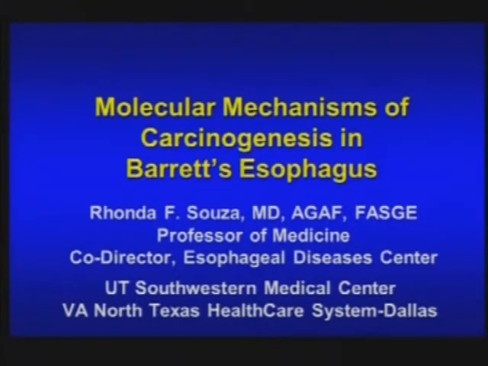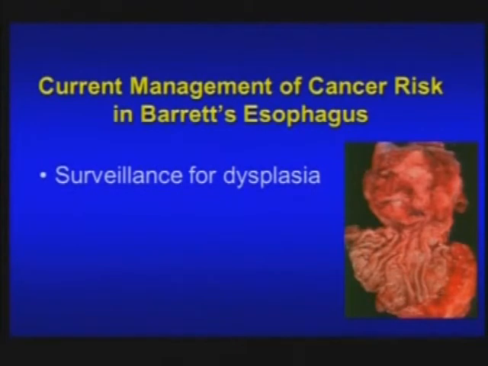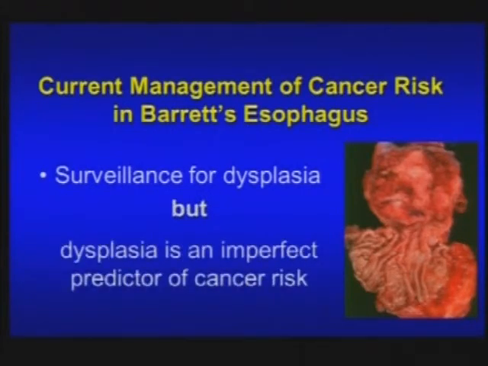Okay, the next session, we're going to focus on Barrett's esophagus for the next 2 talks and case presentations. So let us begin with some of the molecular mechanisms of carcinogenesis in Barrett's esophagus. As you know, our current management of cancer risk in Barrett's esophagus is to perform surveillance for dysplasia. But dysplasia is an imperfect predictor of cancer risks for a number of reasons.